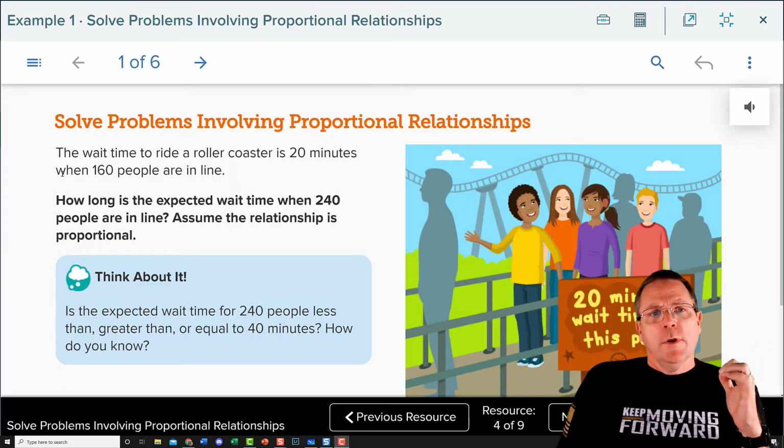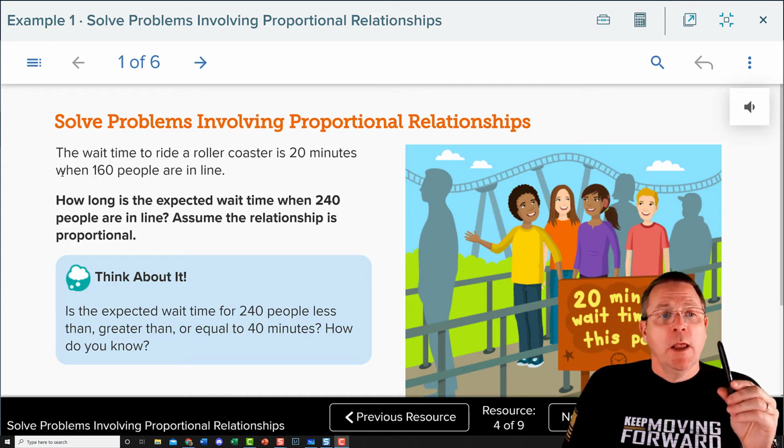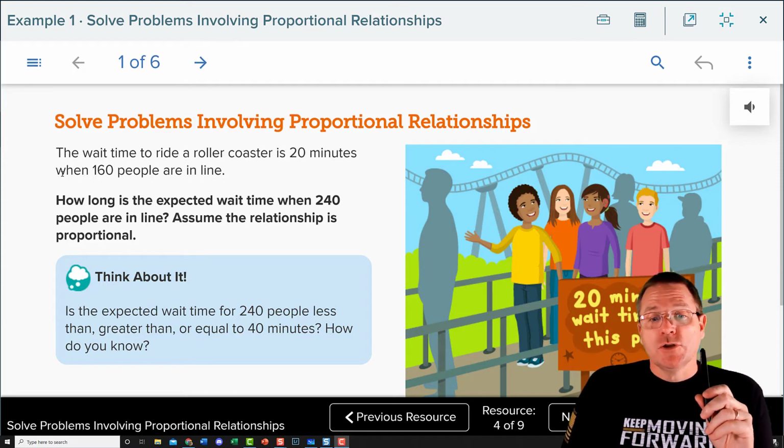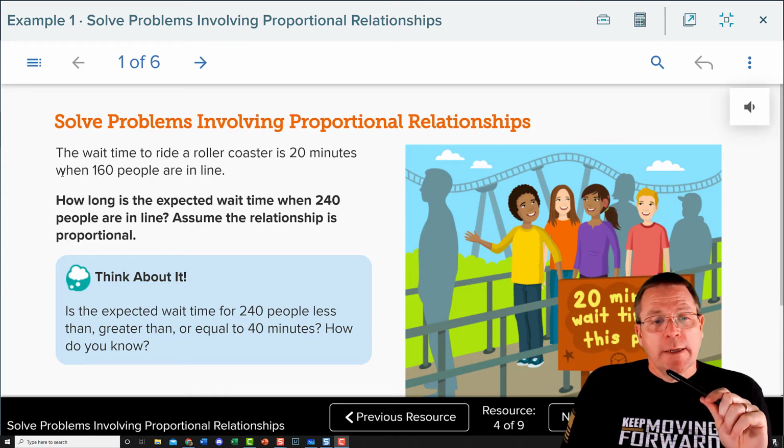Now let's look at how we can solve problems involving proportional relationships. The wait time on a roller coaster is 20 minutes when 160 people are in line. How long can you expect the wait time to be when 240 people are in line? Assume that this relationship is proportional. Think about this. Is your expected wait time for 240 people going to be less than, greater than, or equal to 40 minutes?